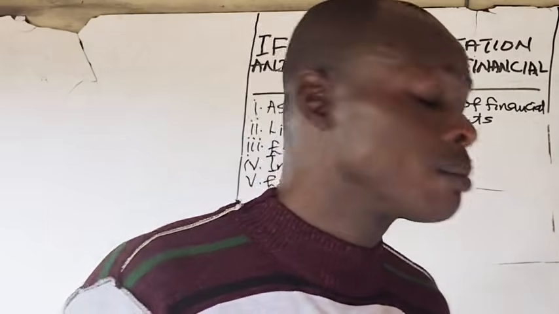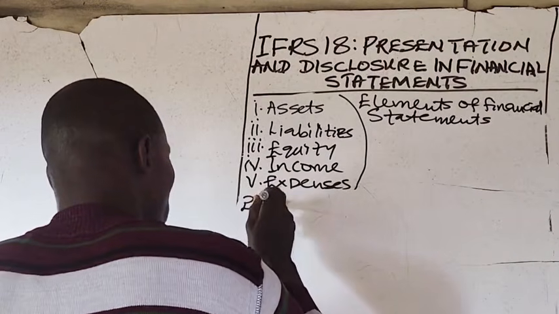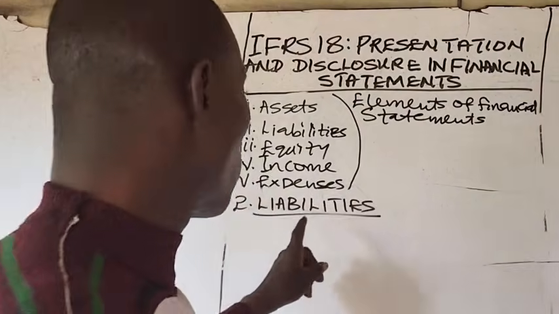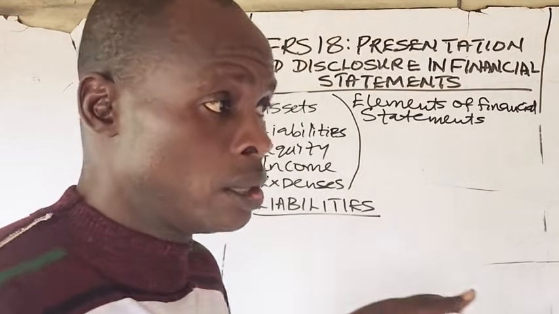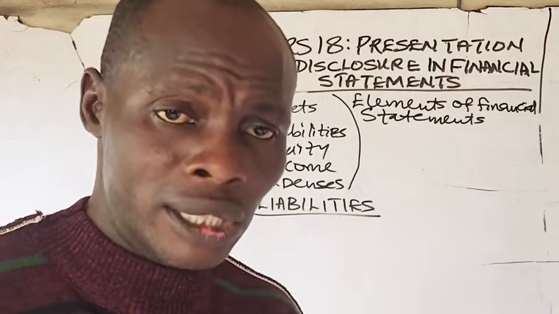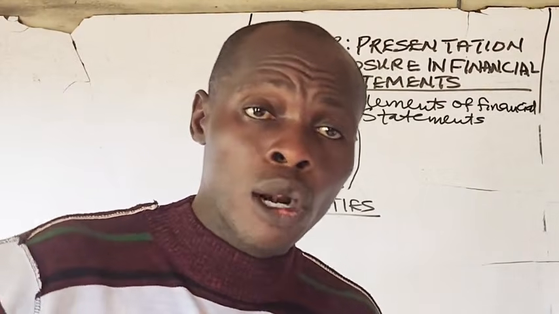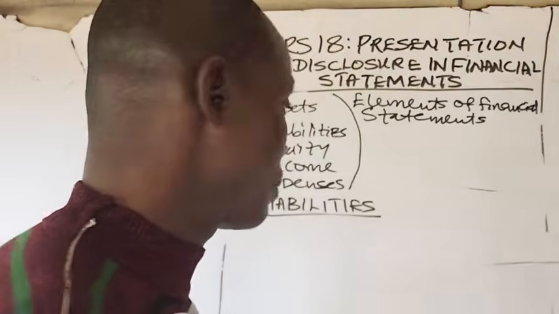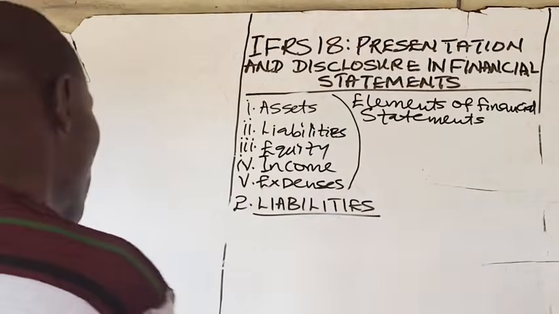The second element that will be recognized in the statement of financial position are liabilities. What are liabilities? A liability is the present obligation of the entity to transfer an economic resource as a result of past events. In accordance with the IASB conceptual framework, liability can be categorized into two.